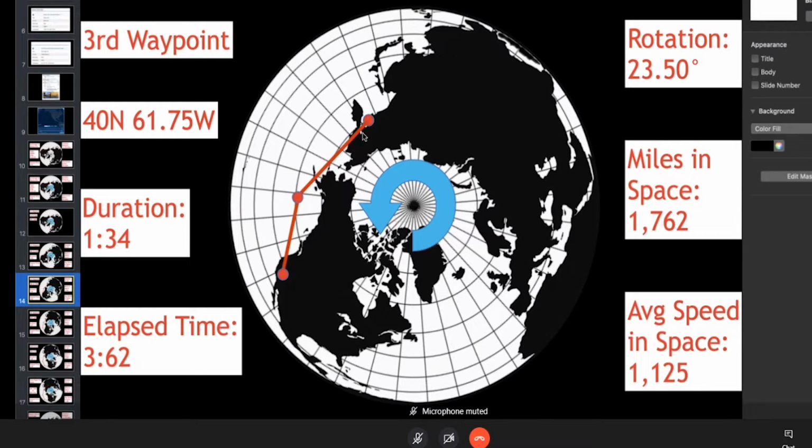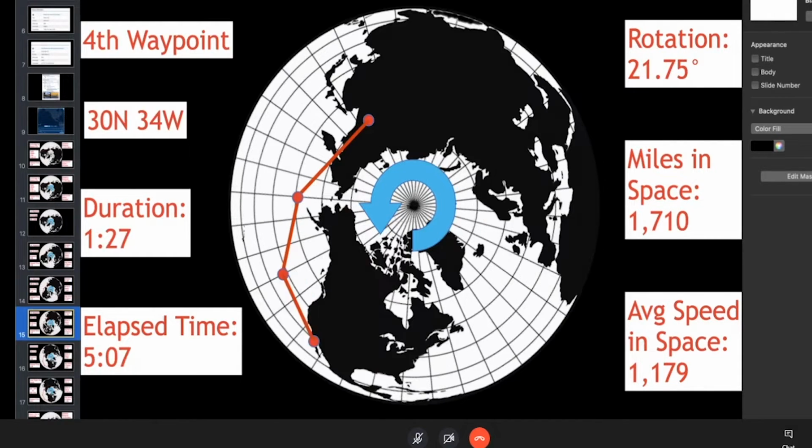And you can see that their path is starting to arc here. And this is kind of a familiar pattern that you've noticed because this is how they say that Coriolis looks. Maybe not so drastic, but this is the general direction. Okay, fourth waypoint, 30 degrees north. Took another hour and a half. They went another 1,700 and some odd miles, and the average speed was 1,179. Another increase, another rotation of 21.75 degrees.